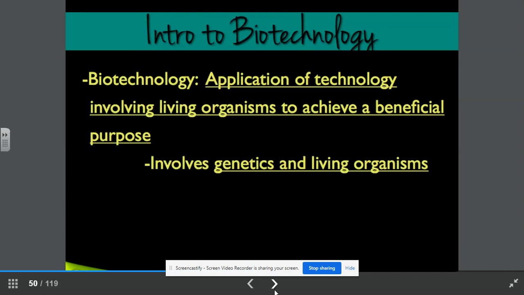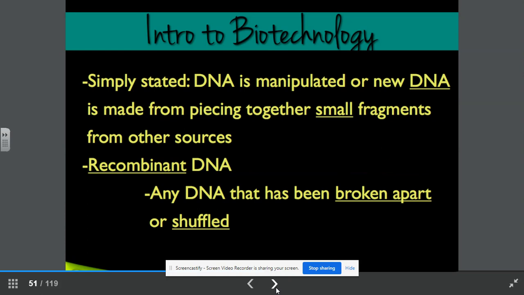Let's talk about the field of biotechnology now. On page 11, biotechnology is the application of technology involving living organisms to achieve a beneficial purpose. This involves genetics and living organisms. Simply stated, DNA is manipulated, or new DNA is made from piecing together small fragments from other sources. Recombinant DNA is any DNA that has been broken apart or shuffled.